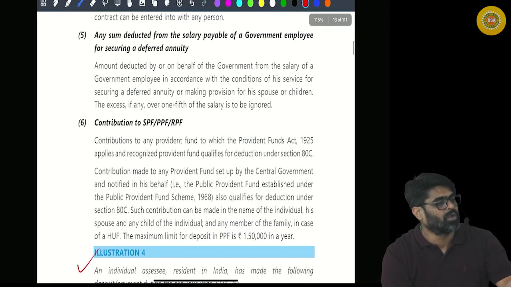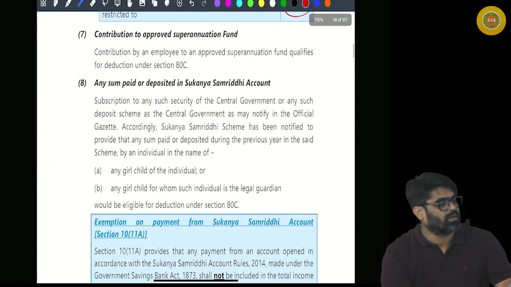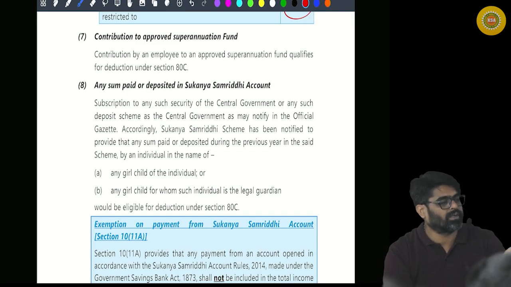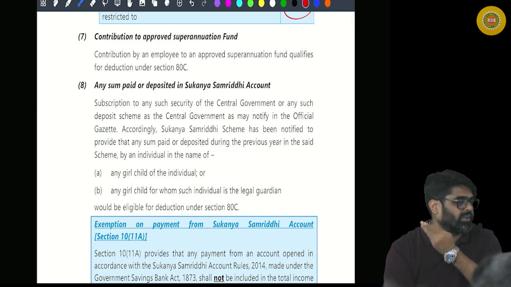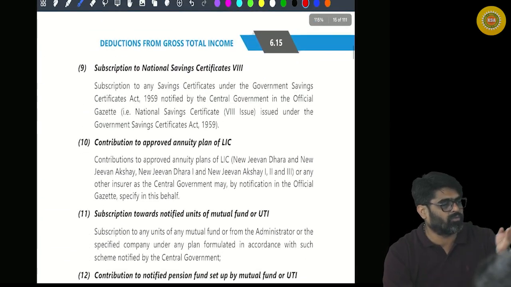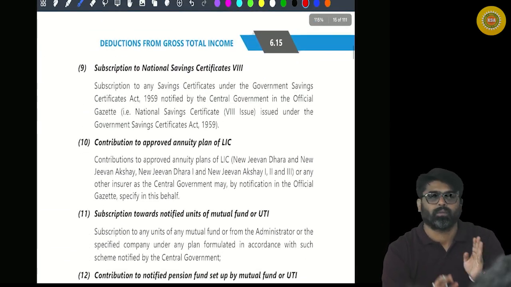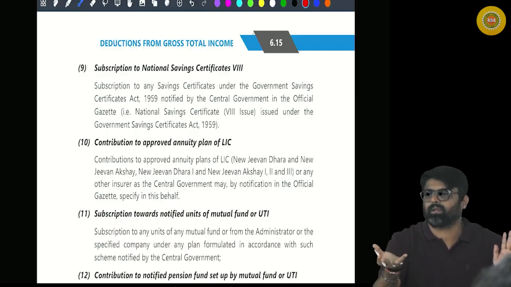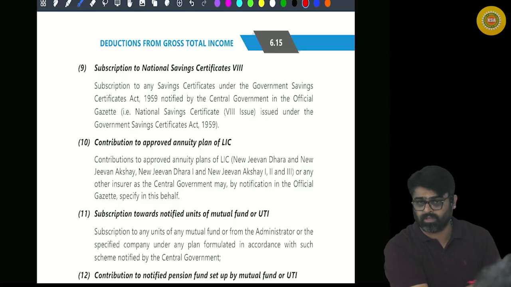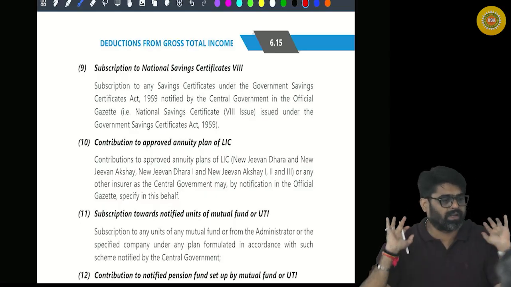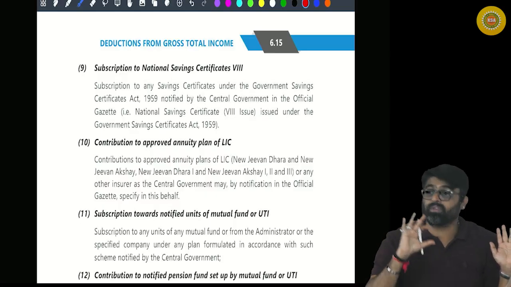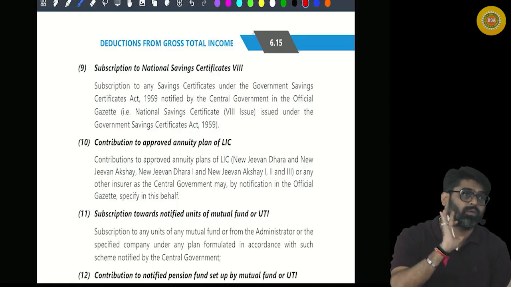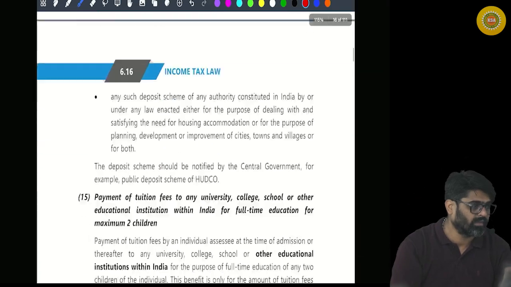See, contribution to Provident Fund will be allowed. Contribution to approved superannuation fund, any sum paid or deposited in Sukanya Samriddhi account. You have to read all these payments one by one, because all these payments made during the year will be eligible under 80C. In some payments there will be a limit, like insurance premium. In other payments, the entire payment gets eligible. But out of the entire aggregate amount which is getting eligible, you are going to get maximum 1,50,000. Will you remember this? Yes or no?